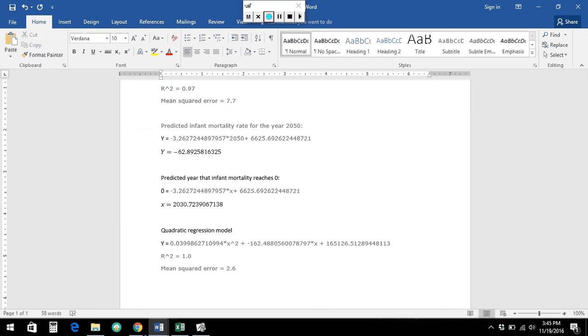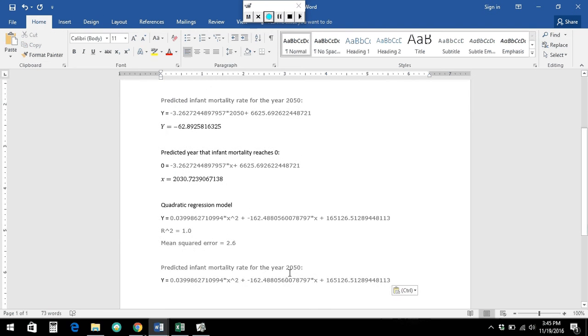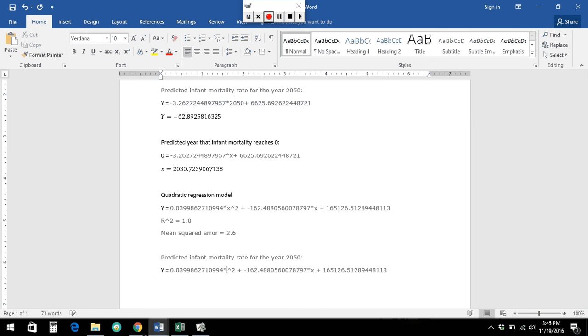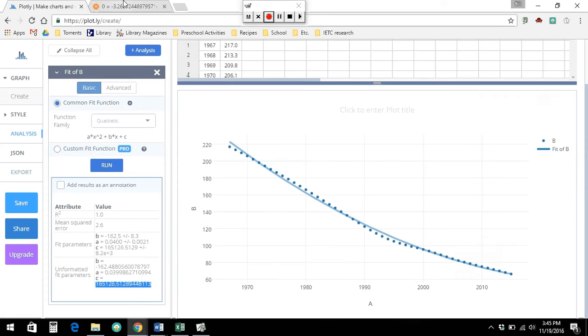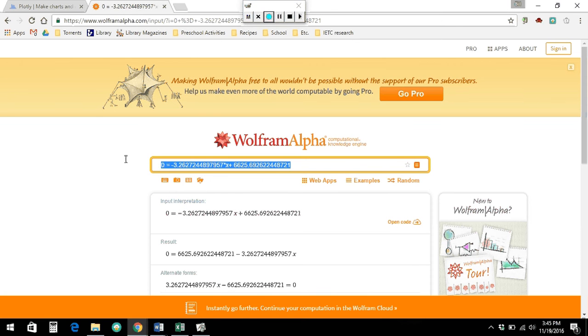Okay, so I'm going to pop down here, and we're going to say predicted infant mortality rate for the year 2050. And I'm going to grab my regression model, copy it, paste it down here. And then where the x is, I'm going to pop in a 2050. And I remember there are two places where there are x's. Do 2050. And then I'm going to copy all of that and go back to Wolfram Alpha. And then I'm just going to paste this right up here. So this will tell me what y is equal, all of this math.